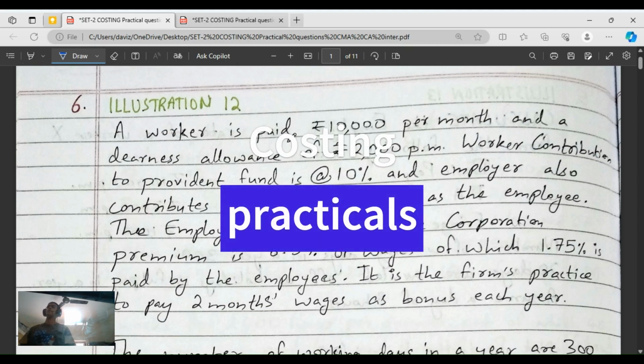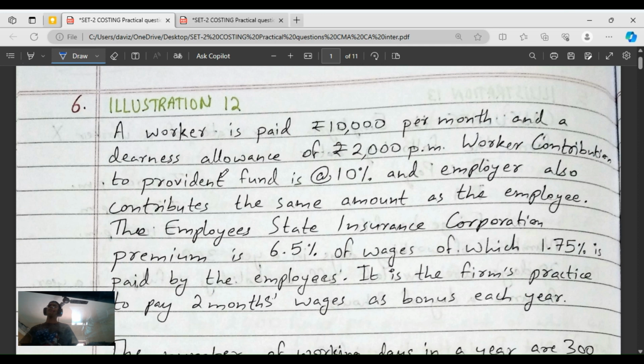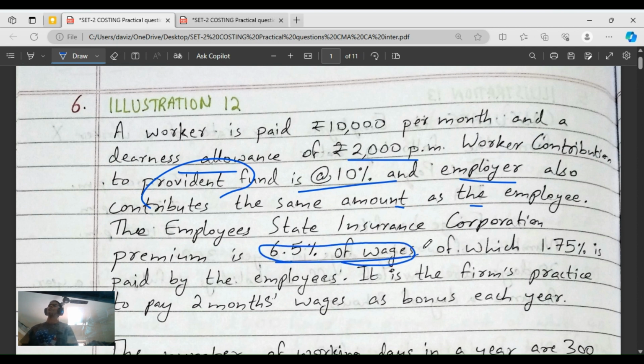A worker is paid 10,000 per month and dearness allowance 2,000 per month. Workers' contribution to Provident Fund is 10%. Employer also contributes the same amount as the employee. ESI premium is 6.5% of wages, of which 1.75 is paid by the employees. It is the firm's practice to pay 2 months' wages as bonus each year.